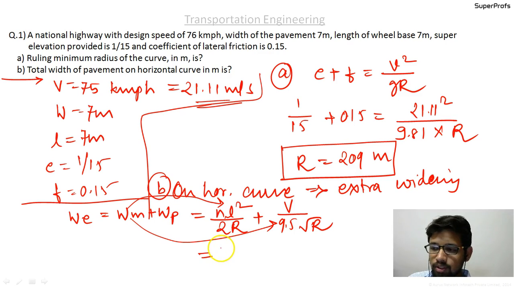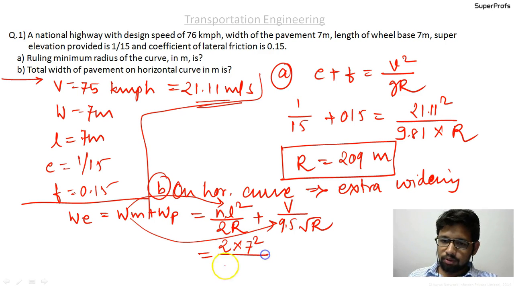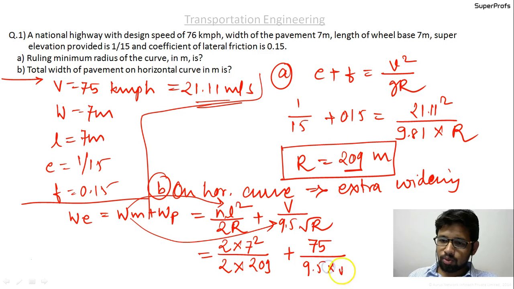Number of lanes. What is the number of lanes? Tell me. The width of the pavement is 7 meters. So when pavement width is 7 meters, the number of lanes is 2, and the length of rigid wheelbase is 7, upon 2 into the radius that we have just calculated, 209, plus capital V is 75 upon 9.5 into root of 209, which gives you answer equal to 0.78 meters.